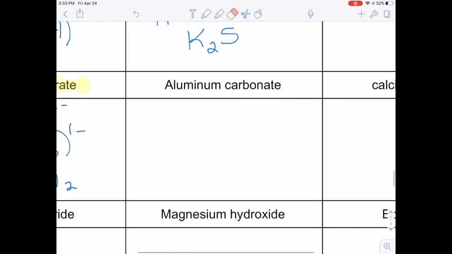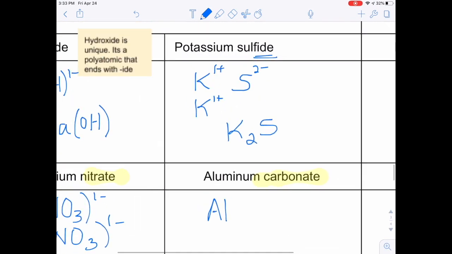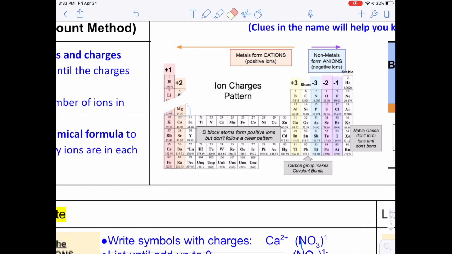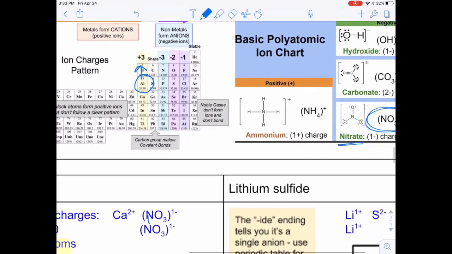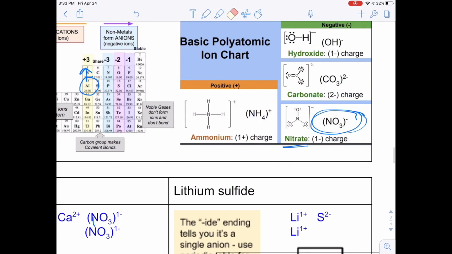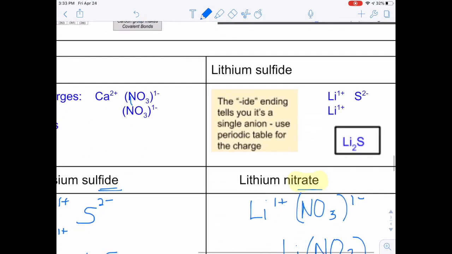All right, aluminum carbonate. Ooh, an "ate" again. The "ate" ending I'm highlighting because that's a polyatomic ion. So Al first is going to be my positive one, and then carbonate. I'm going to look them up. Aluminum, Al, that's in my +3 group. And carbonate, "ate," means I'm over here on this polyatomic ion chart, and here it is. The team is CO3 with a -2.